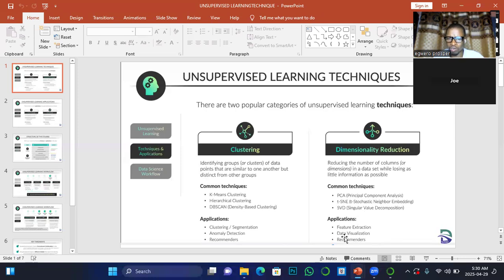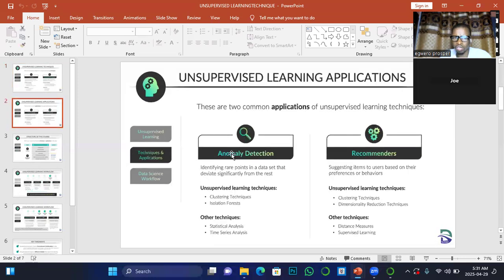So what are the applications here? We're going to be doing feature extraction. The word feature in data science means headings, the columns in your data set. So anytime I use the word feature, I'm talking about the label, the description of your data object. We are going to also use data visualization and then also recommender. You can see that recommender is common to both unsupervised learning techniques: in clustering you have it, here you have it.